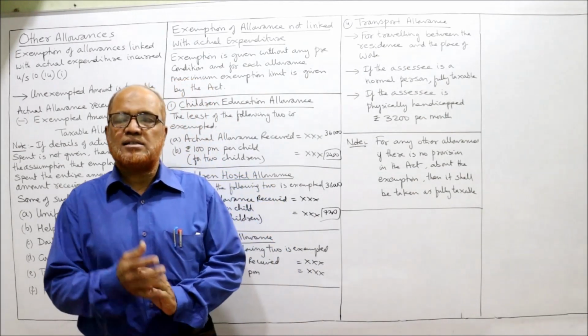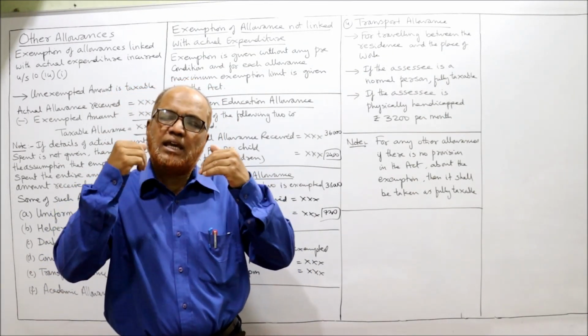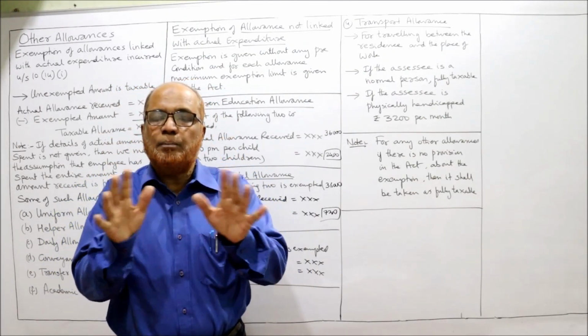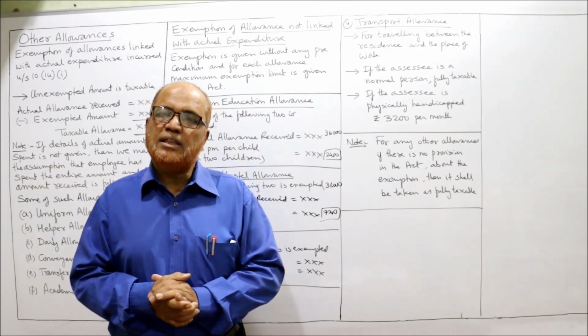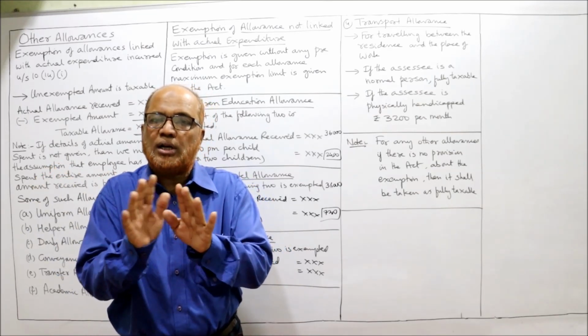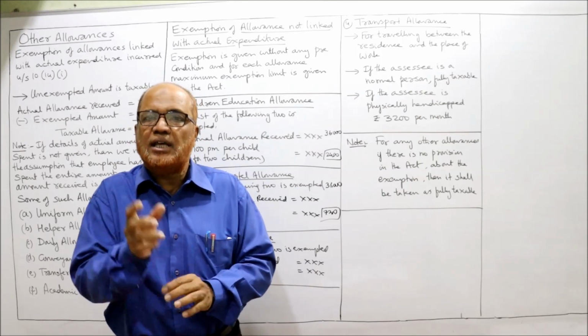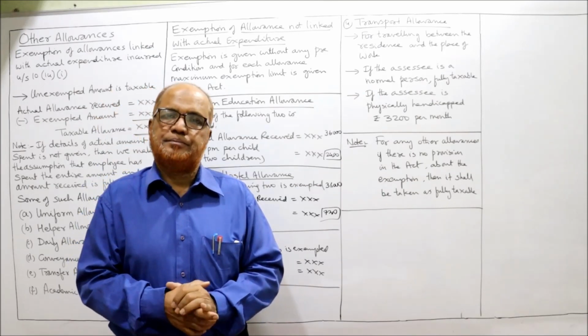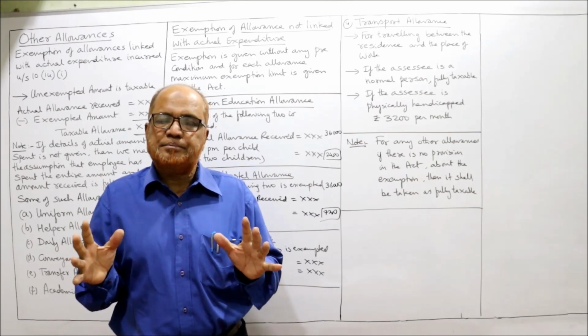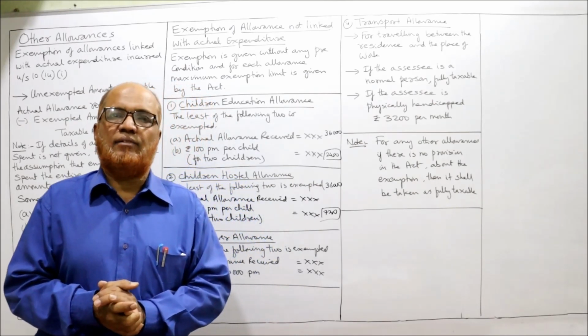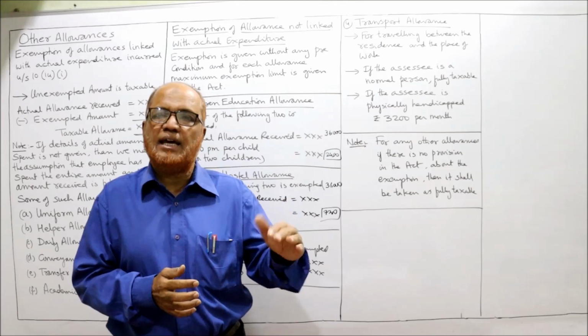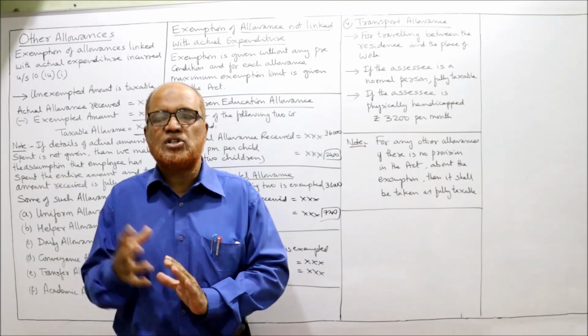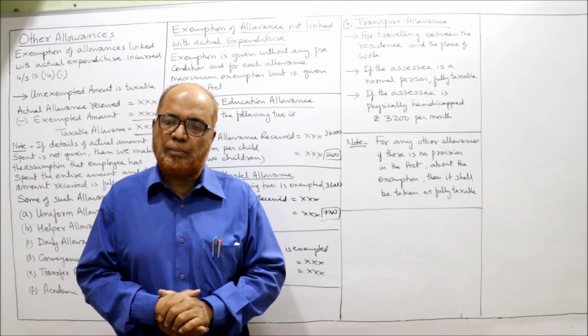So the Income Tax Act says if the employer gives any other allowance not mentioned so far, in that case if the Act has not given any exemption, then the actual allowance received is fully taxable. So these are the provisions regarding other allowances other than EA and HRA. These are the provisions we have to apply while doing the problems.